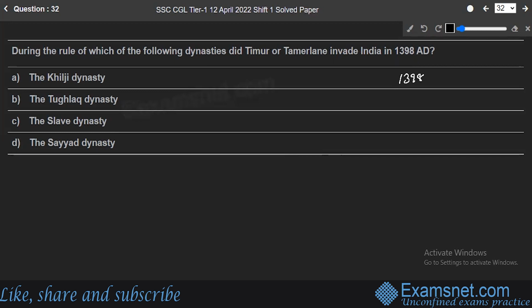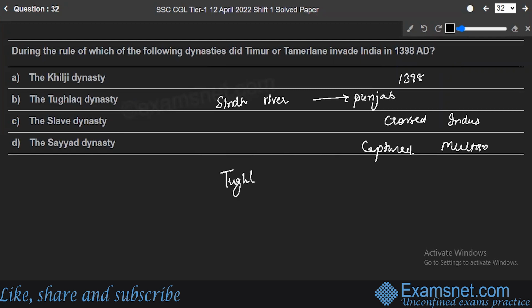After crossing the Sindh River, he entered Punjab. He crossed the Indus and captured Multan. He captured Multan and just walked over to Delhi without much resistance. Hence, the Tughlaq dynasty is the answer to the question. Right? Option D.